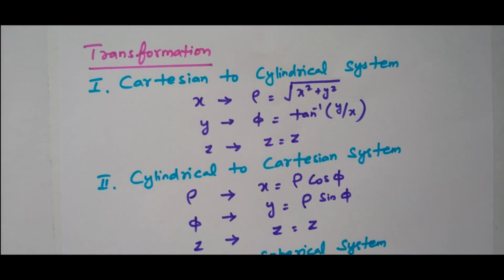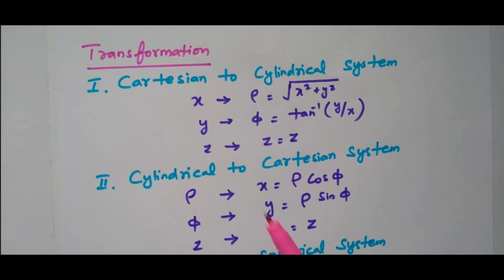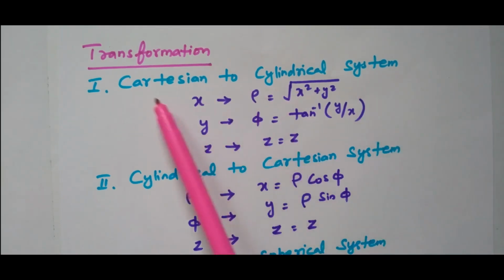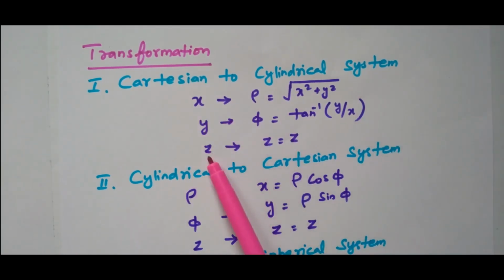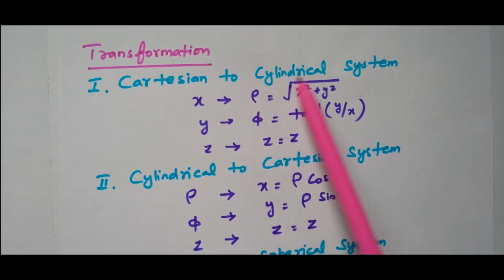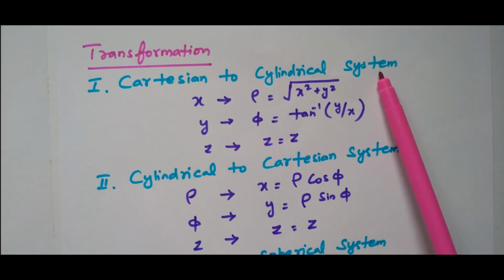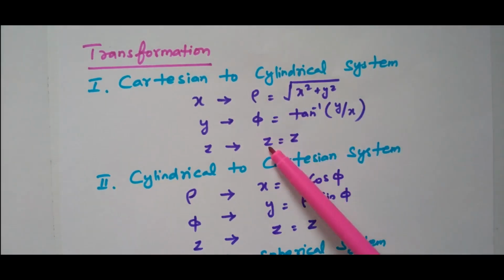Now we'll see the transformation. We can convert from one coordinate system to another. For further simplification, further calculation, or further representation, we can convert from one coordinate system to another. First we will see Cartesian to cylindrical. Cartesian means x, y, z. Suppose you have x, y, z, three parameters. If you want to convert into the cylindrical coordinate, that is rho, pi and z, that is possible.